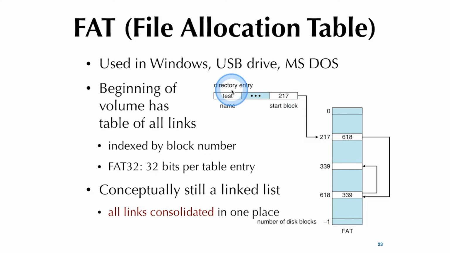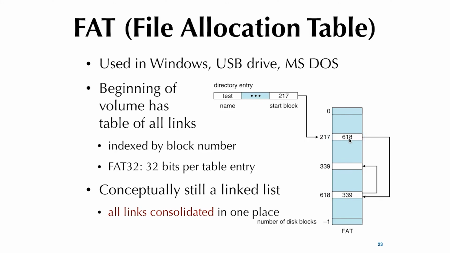The directory structure says the starting block for this file is 217. Where do you look for 217? You look in the FAT, the file allocation table. So what does this contain? That means the next block number. So you go to 618. Do you have to read another block? You have to read block 217 just to find 618?